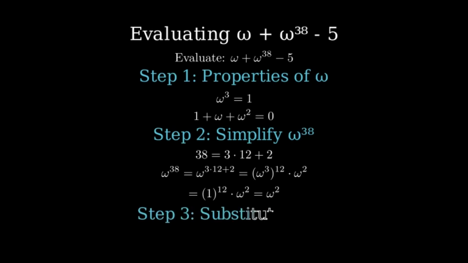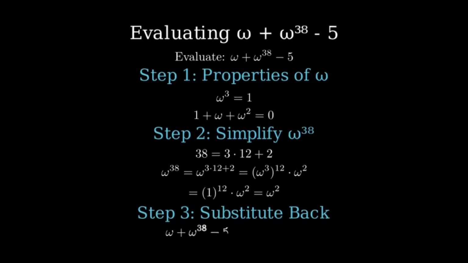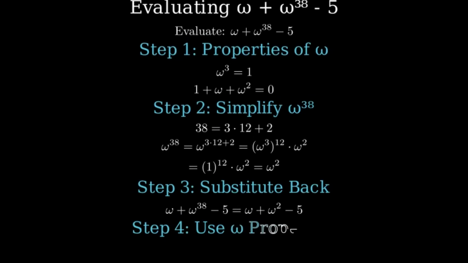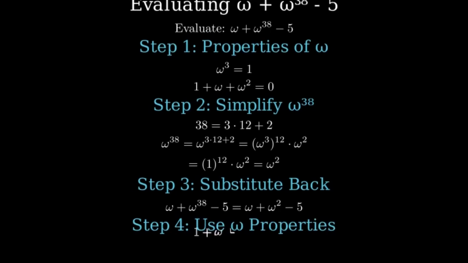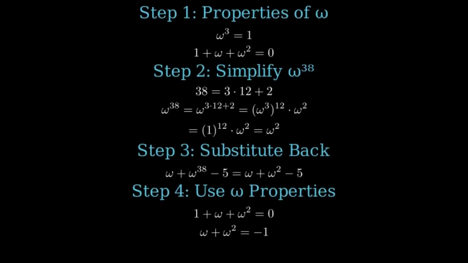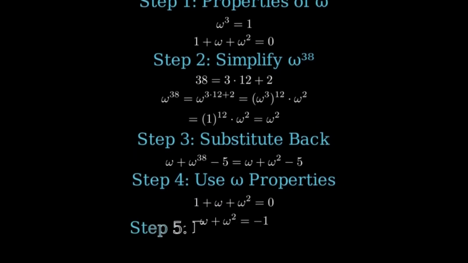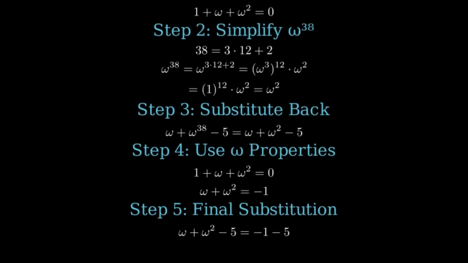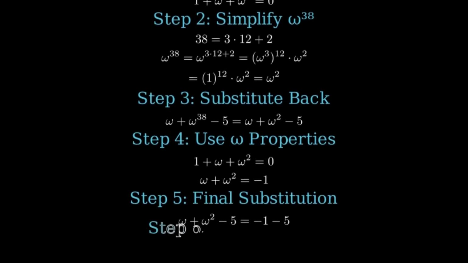Step 3. Now we can substitute ω² back into our original expression. Our expression becomes ω + ω² − 5. Step 4. Using the property we learned earlier, 1 + ω + ω² = 0, we can rearrange this to show that ω + ω² = −1. Step 5. Now we can substitute −1 for ω + ω² in our expression. This gives us −1 − 5. Step 6.